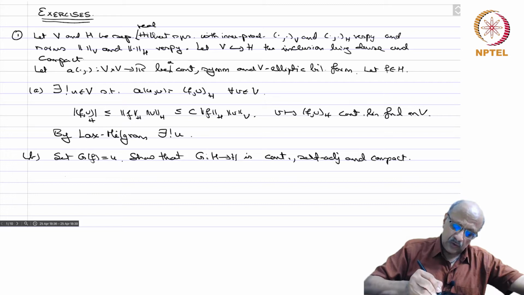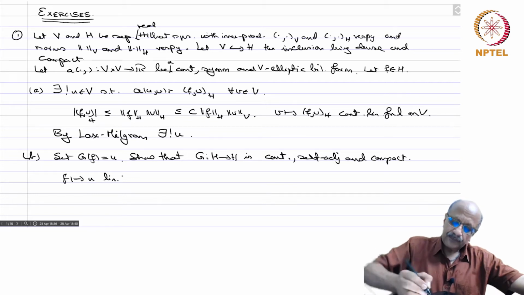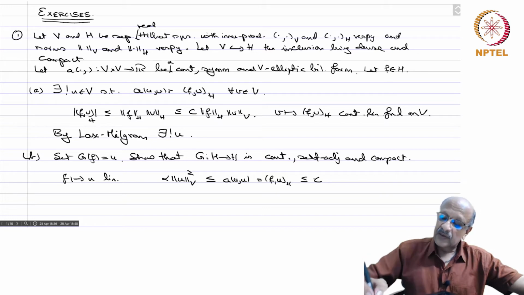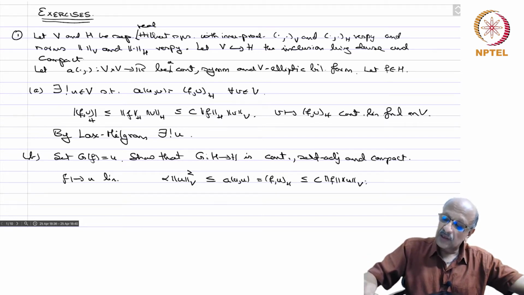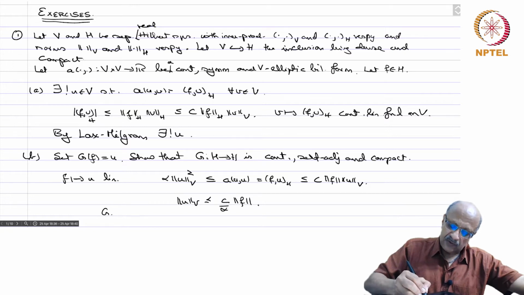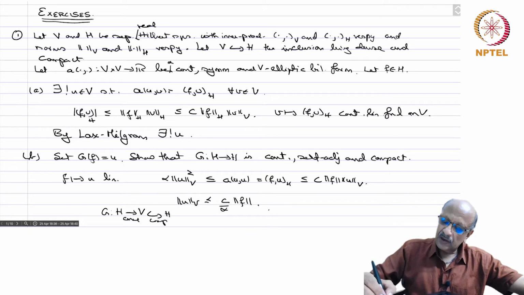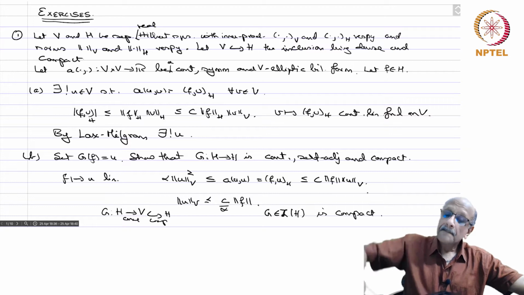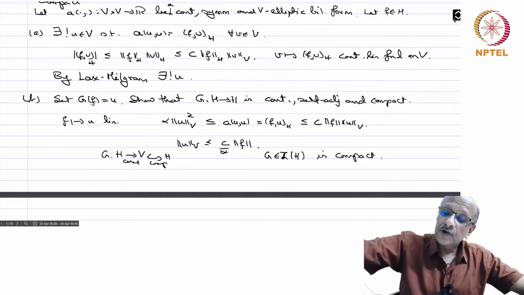So, F going to U is certainly linear. Alpha times norm U squared in V is less than or equal to A(U,U), which is equal to (F,U) in H, which we saw is less than C times norm F times norm U in V, and therefore you have norm U in V is less than or equal to C times C by alpha times norm F, and therefore you have G from H to V is continuous, and this inclusion is continuous and compact. Therefore, G belongs to L(H), a bounded linear operator, and is compact. It is self-adjoint as we have seen many times.